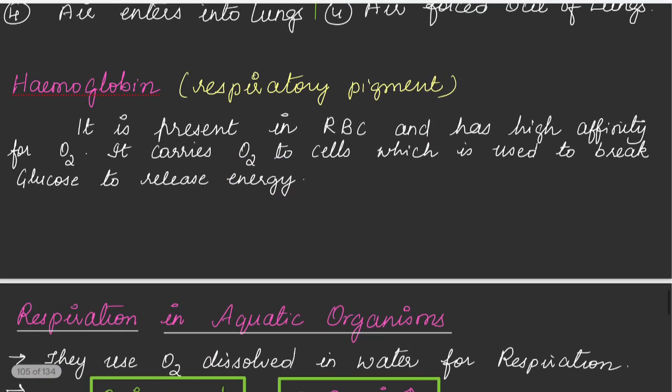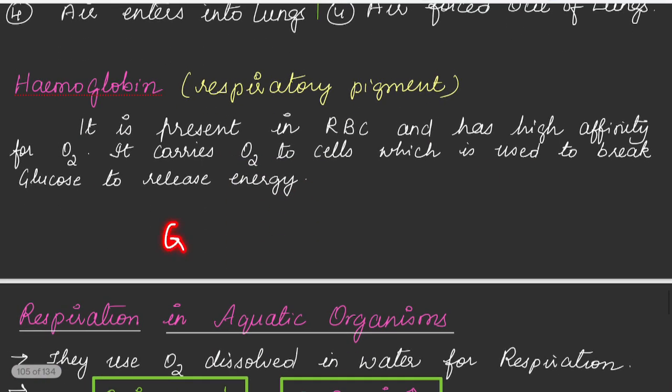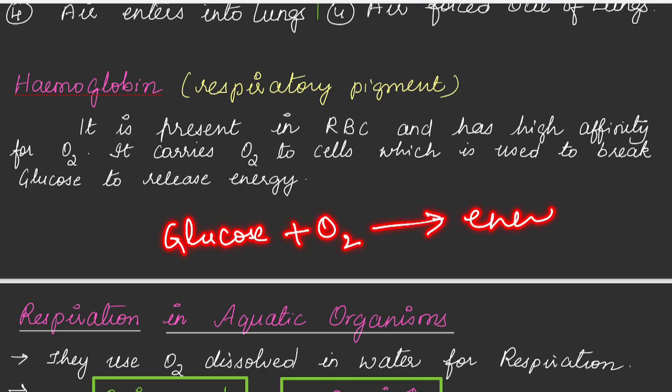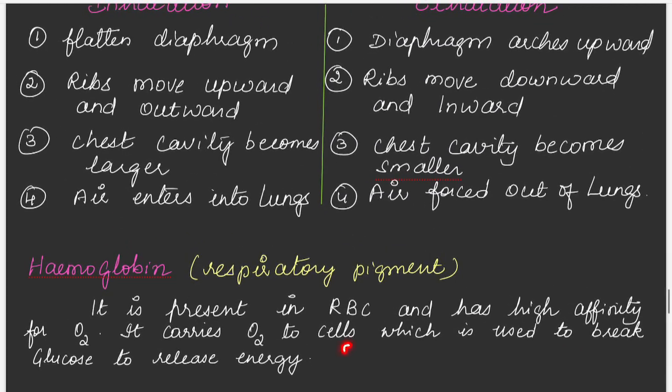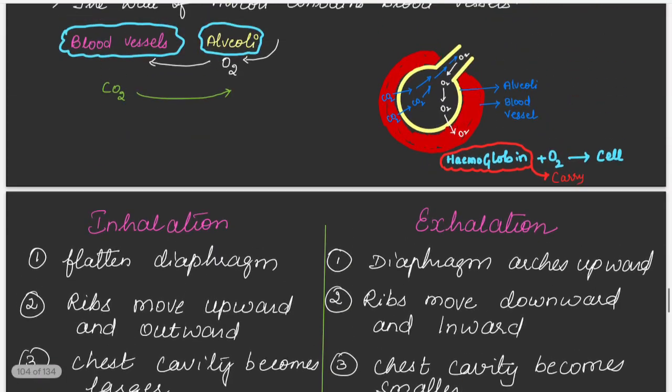So here you can see glucose will be present in the cell. So now oxygen will come and it will break and energy will be released. So this is how energy will be released in the cell, which will be used by our body for various activities. So students, I hope it is clear to you.